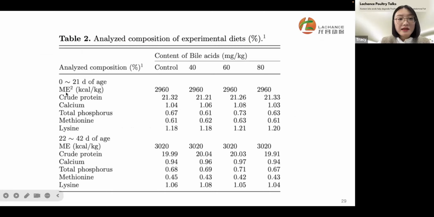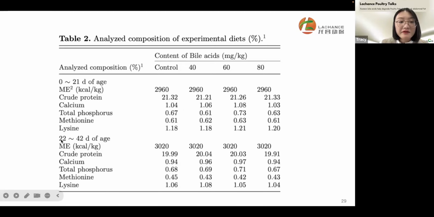This is the ME level, and this is the crude protein level. You can see that in all of these 4 groups, the metabolizable energy level was kept the same, and the crude protein level around 21%. And this is for the broilers of 2 to 21 days of age.